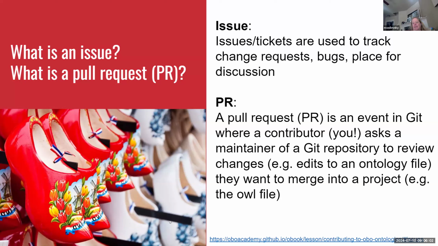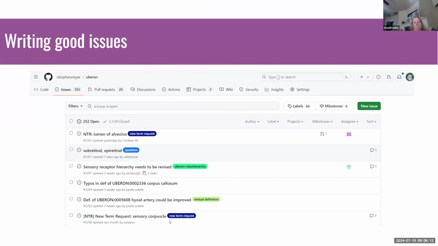Like, for example, make edits to an ontology file and then ask that the changes be merged into the main project file. Is that, for example, the OWL file or the OBO file for the ontology?